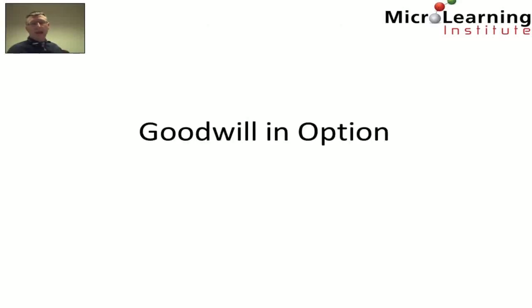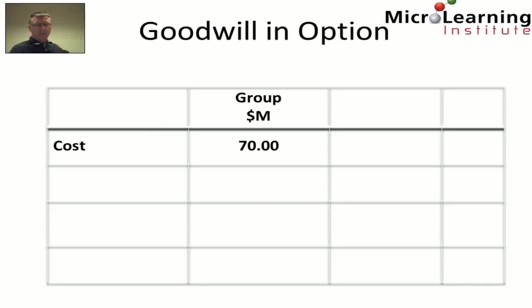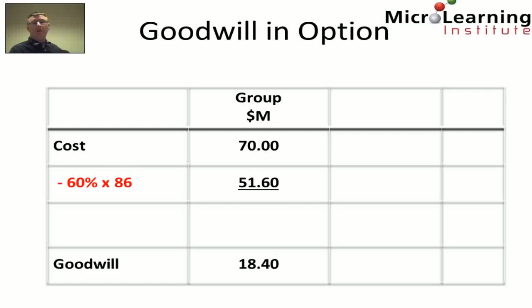Next up, we look at the acquisition of Option. Again, we're told in the question that we paid $70 million for a 60% share in Option whose fair value net assets at that date of acquisition were $86 million, thus recognizing goodwill in relation to the group share of Option of $18.4 million.